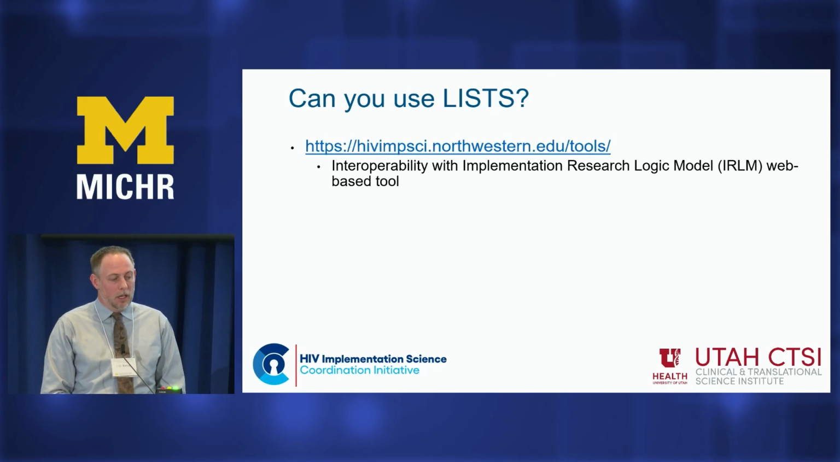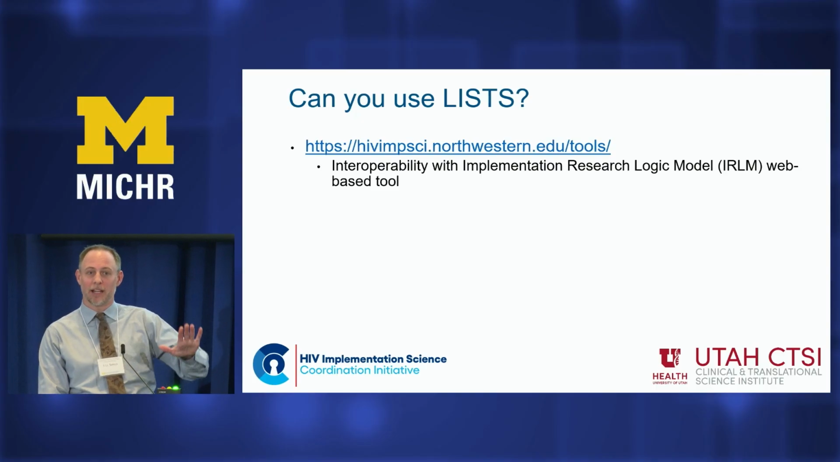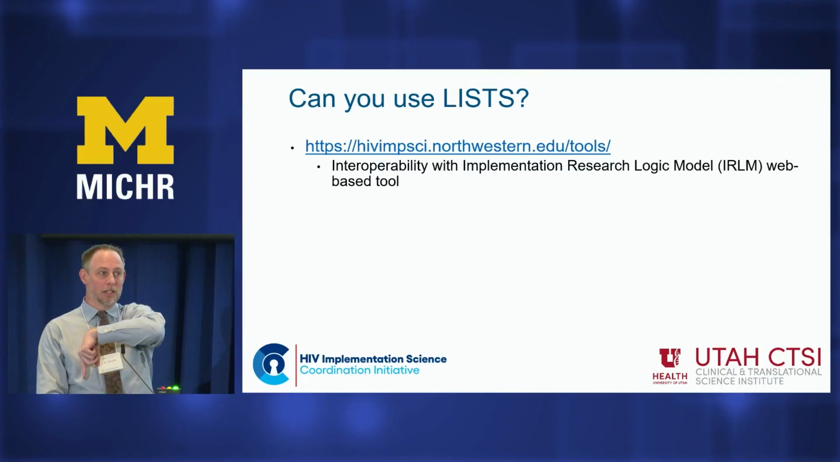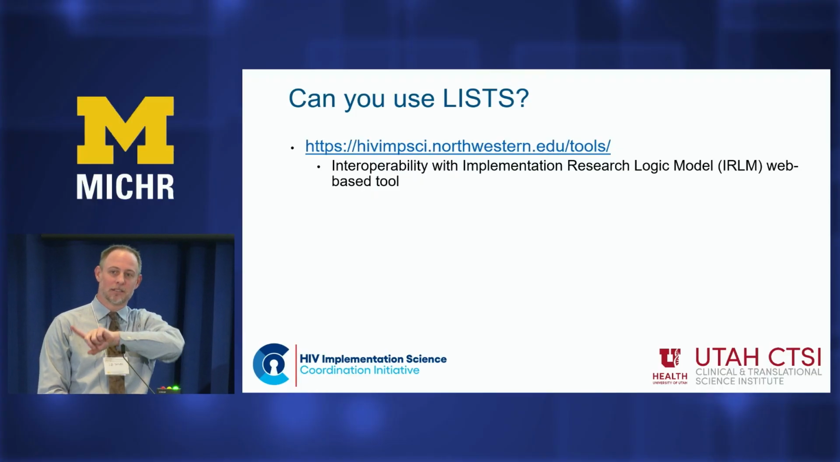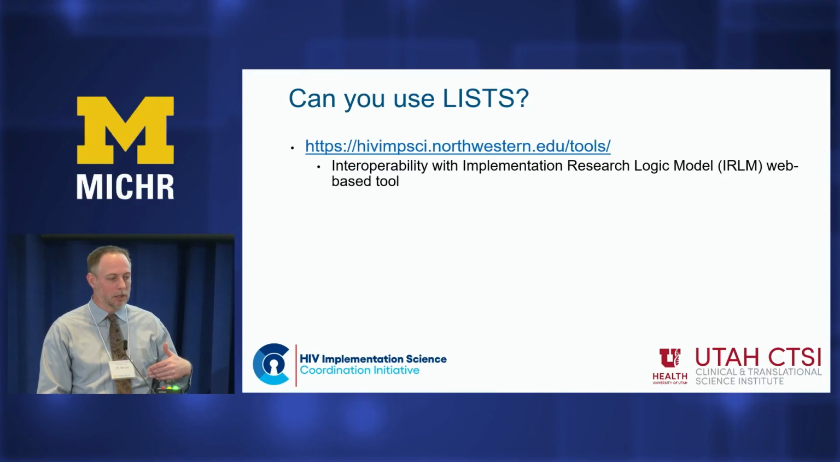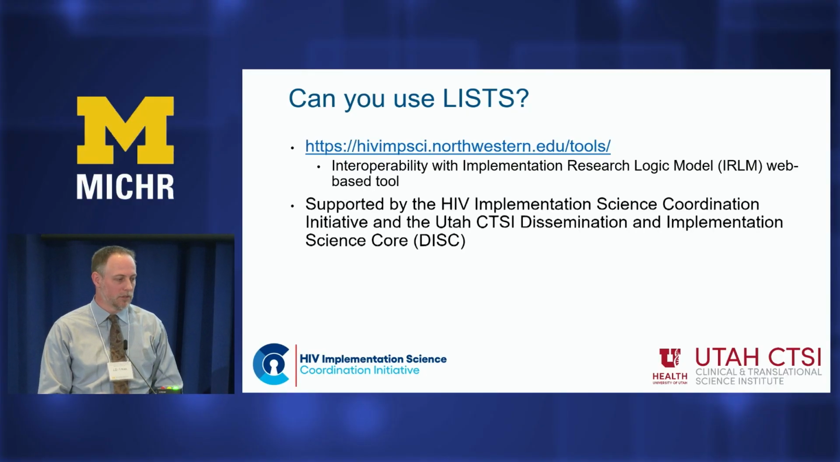Can you use lists? Yes, you can. It is available. It's free. It is hosted on the HIV Implementation Science Coordination Initiative website. There is interoperability with the implementation research logic model, so we have a web-based IRLM tool. If you enter all your strategies, link them to your barriers and your outcomes, you can populate lists with that. It does not go backwards, unfortunately, but if you start with an IRLM, all the information you enter there can get pre-populated, and then you just get prompted to enter all the rest of the information.